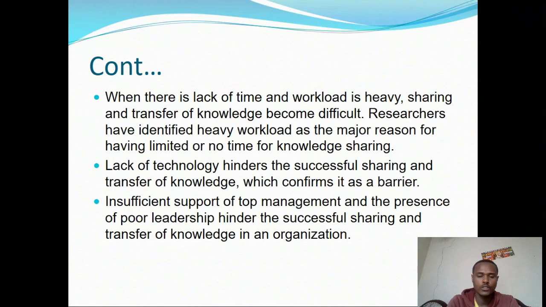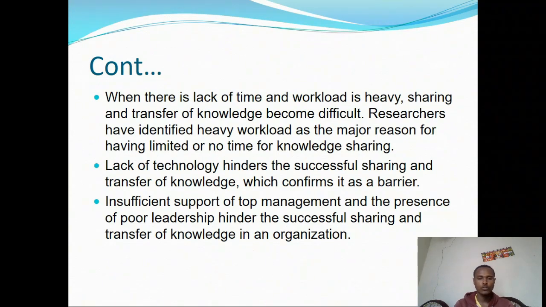Lack of technology. If you do not have enough technology, it is likely that transferring knowledge is difficult, which implies that technology is a barrier to successful sharing and transfer of knowledge.